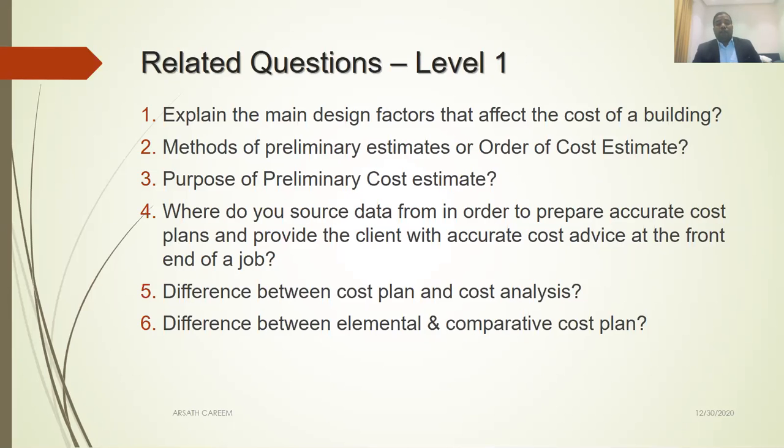These are things I have already covered in my slides. These are the direct questions. There is nothing to think about. Just remember what it is by understanding the process rather than memorizing. Just understand what is a cost plan, what is cost analysis, what types of cost plan are available, what is elemental, what is comparative, how many types, what are the order of cost estimates available. Think of the process and understand it, it is easy to remember. So you can find the answer easily. These are the level 1 questions.